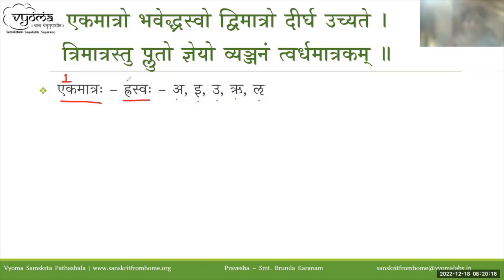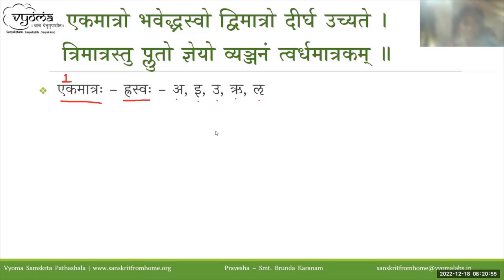So when you say a, i, u, r, l, that is ekamatra kala. This is the definition given for a short letter. I hope this is clear. One matra kala is the duration of one clap. All the letters which take one matra kala for pronunciation are called hrasvaha, or short letters. These you already learnt.